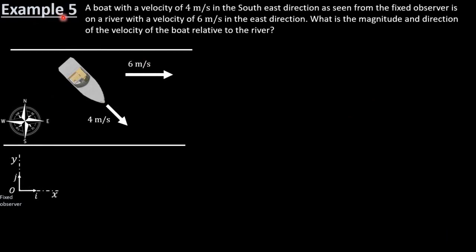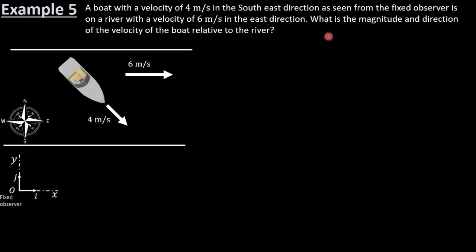Okay, so example 5. A boat with a velocity of 4 meters per second in the southeast direction as seen from the fixed observer is on a river with a velocity of 6 meters per second in the east direction. So this boat is moving in the southeastern direction with a velocity of 4 meters per second, and the river that it's on is flowing 6 meters per second in the eastern direction. What is the magnitude and direction of the velocity of the boat relative to the river?